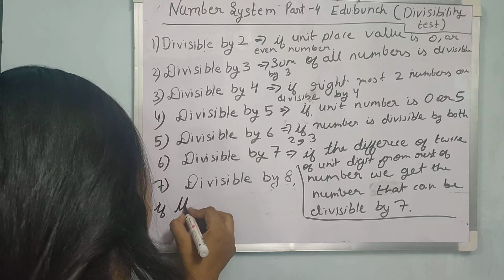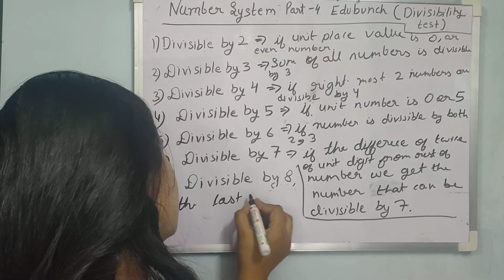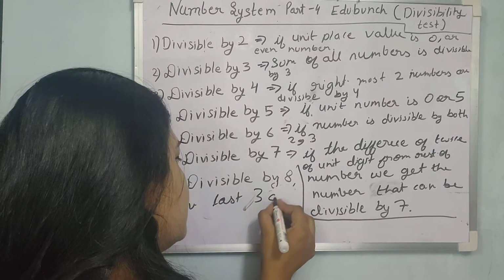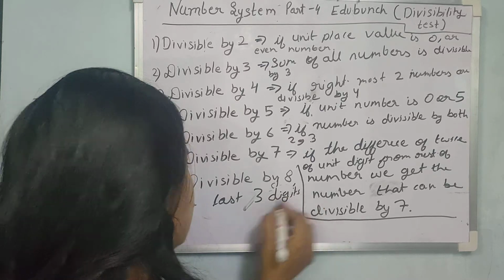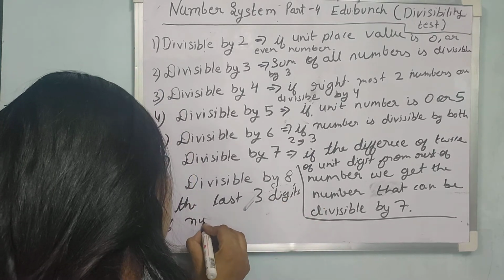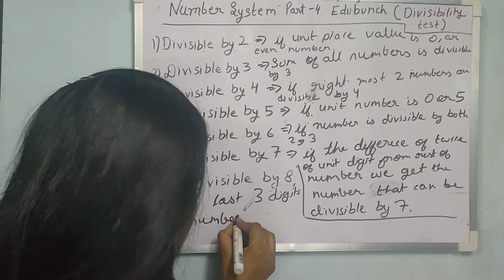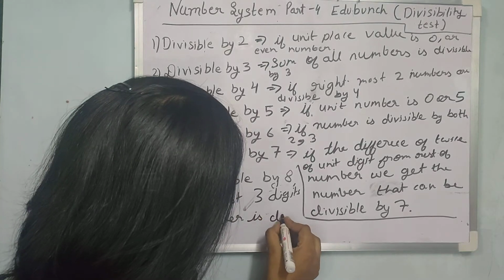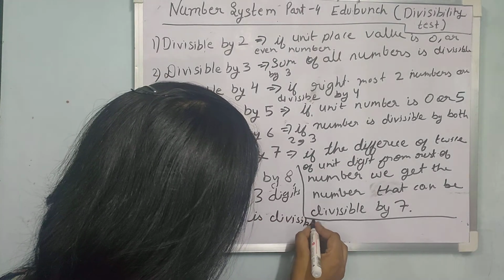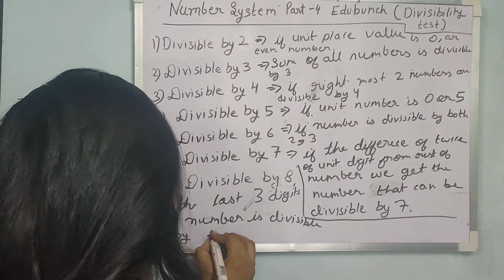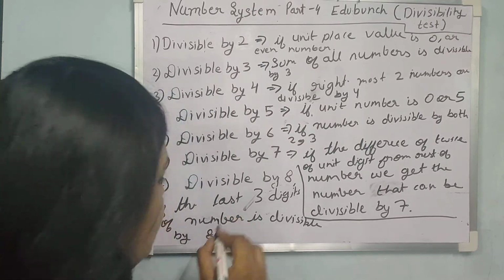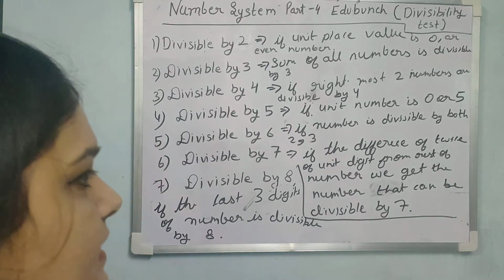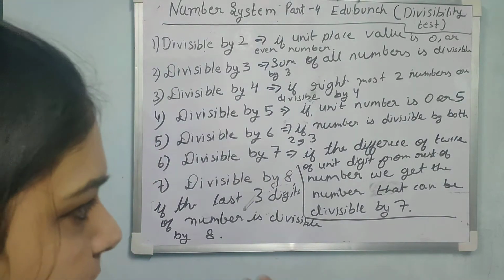If the last three digits of a number are divisible by 8, we can say the complete number is divisible by 8.